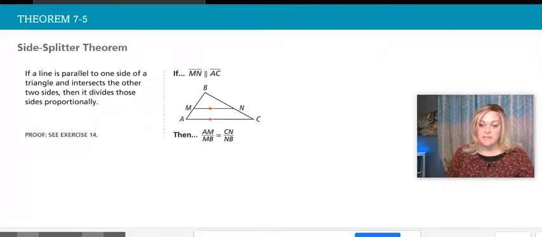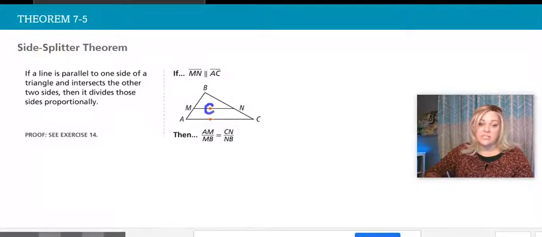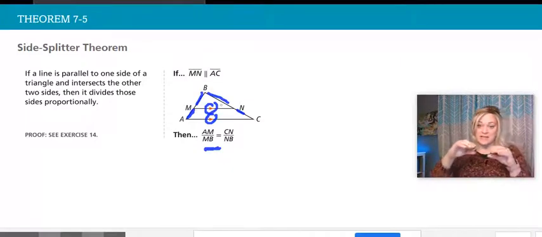Side splitter theorem. This theorem is amazing. I love it. It makes everything very convenient. But instead of doing small triangle to big triangle like I just did, it takes parts, and it only works if the lines are parallel, which they are. So these are parallel lines, which means that this part of the triangle over this part of the triangle will equal this part over this part. So that's what they are. They're taking the sections of the parallel lines on the segments connecting those.